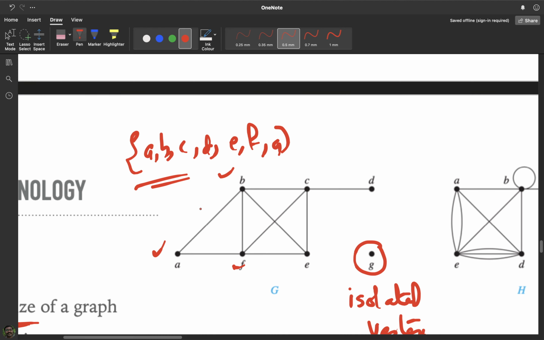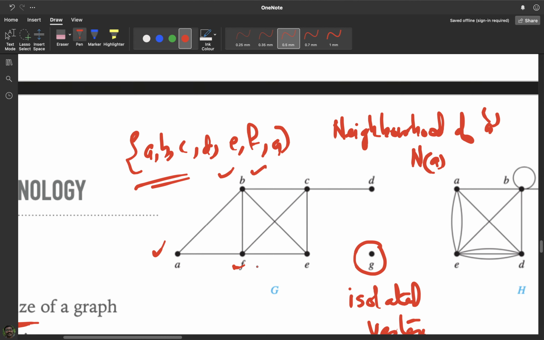Now let us look at another concept called neighborhood of A, or neighbors of A. So what is the neighborhood of A? Neighborhood of A, or N of A. Basically, the set of all adjacent vertices of A is called the neighbors of A. Can you tell me what the neighbors of A are in this figure? B is there, F is there. So here the neighboring set of A is B, F.